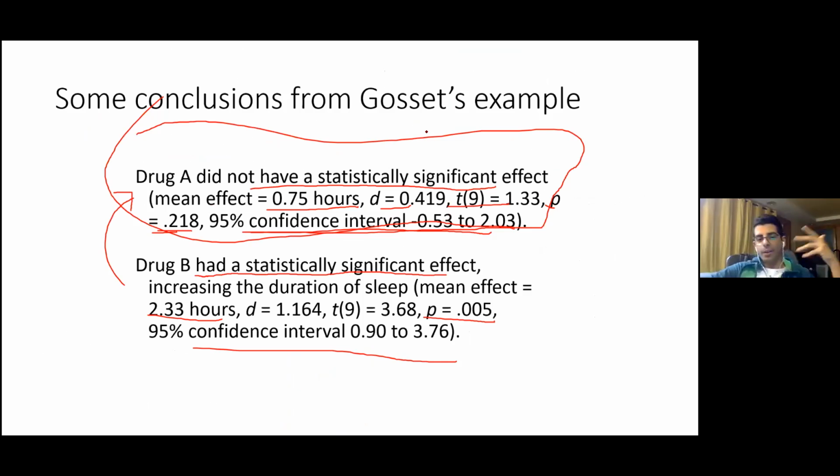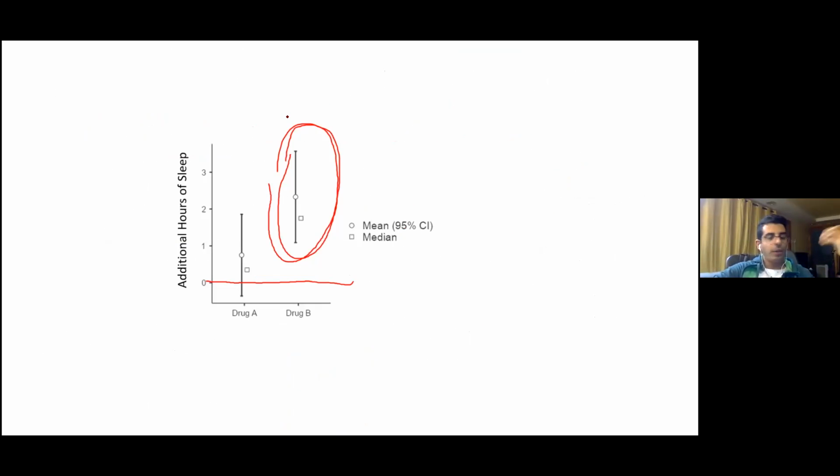Now, later on in the results, you find out that drug B actually is different from drug A, and you can even see it. Like, look, this confidence interval, does it touch this mean?